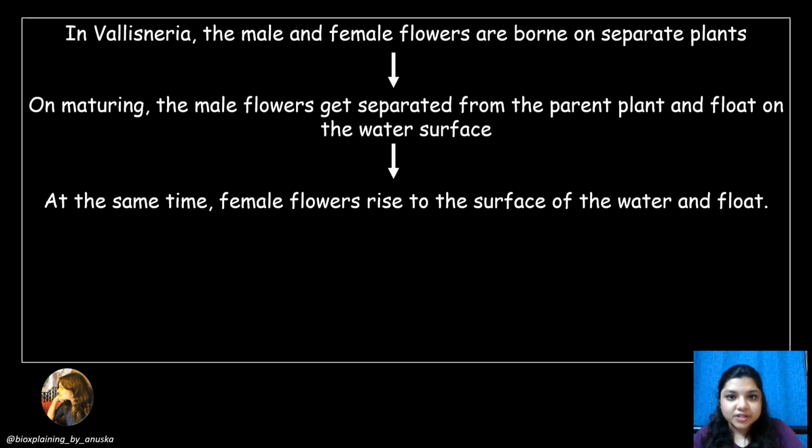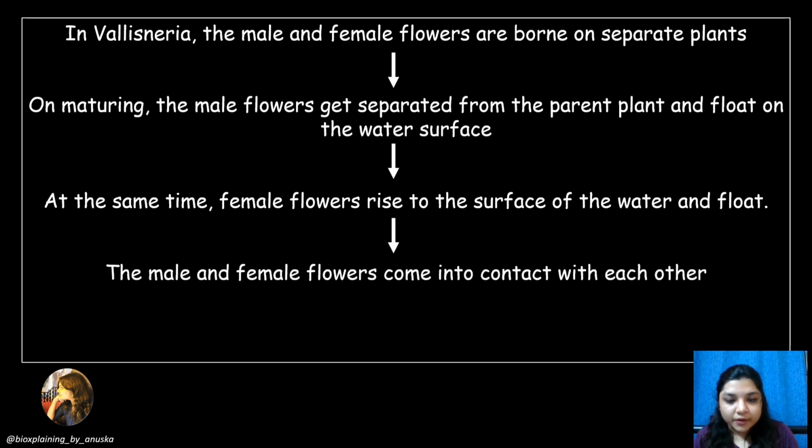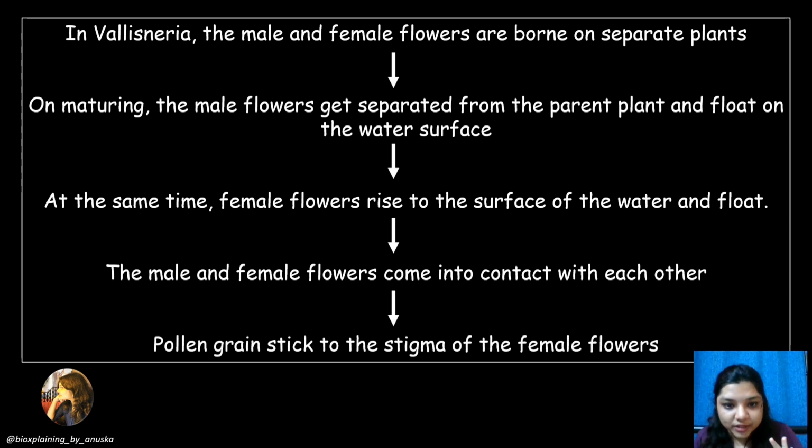Then what happens is, simultaneously, the female flowers rise to the surface of water and float. So now what is the condition? That the male flowers have matured and they are floating on the water surface. At the same time, the female flowers have also risen and they are also on the surface of water, right? So now the male flowers will keep floating on the surface until they meet the female flower. So the male and the female flowers come into contact with each other.